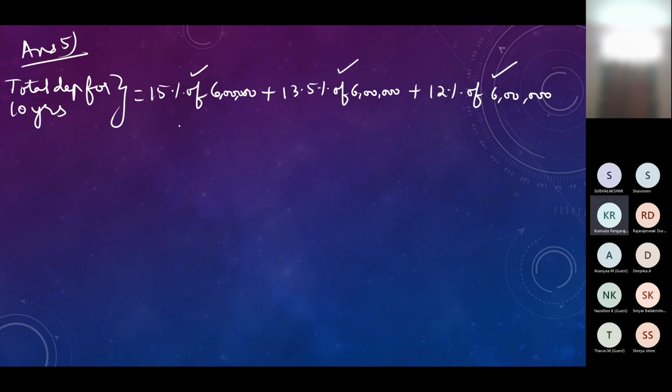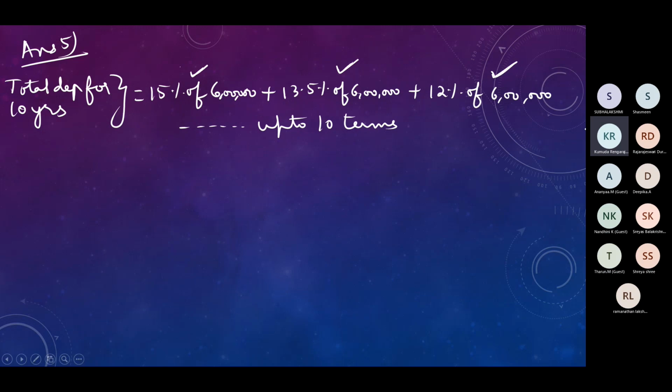So now like this, we'll have to go on up to 10 terms, because 10 years. This is for the first year, second year, third year. So like this up to 10 terms. Let me write, up to 10 years, or 10 terms. It goes on like this up to 10 terms. Okay, let me put a plus here.